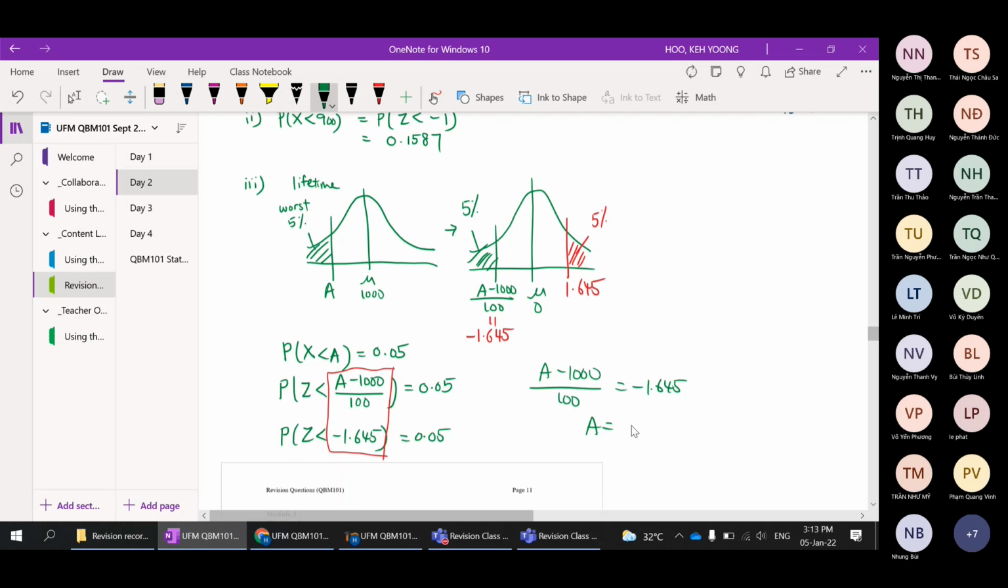Okay, the answer will be 835.5. So the maximum lifetime for the worst 5% of light bulbs is 835.5. They will have a lifetime less than or equal to 835.5 hours. Okay, any questions?